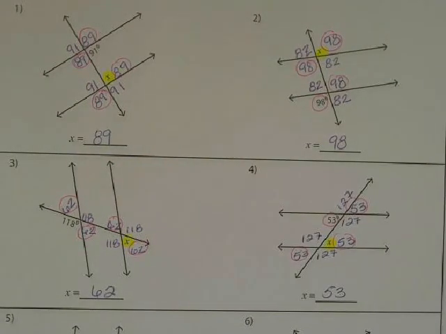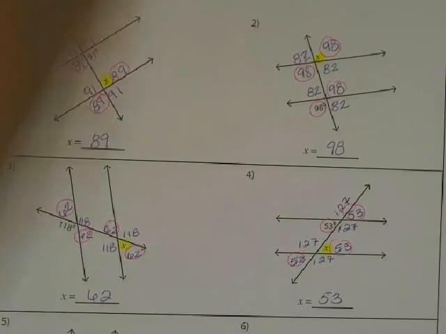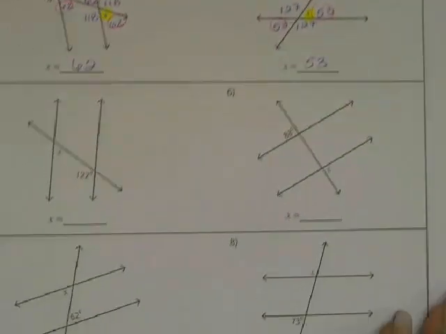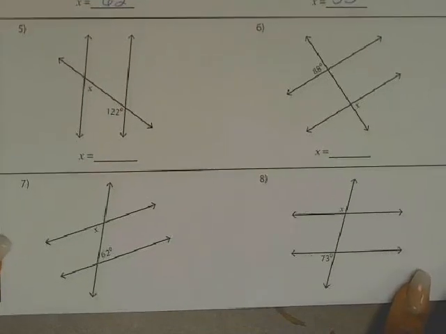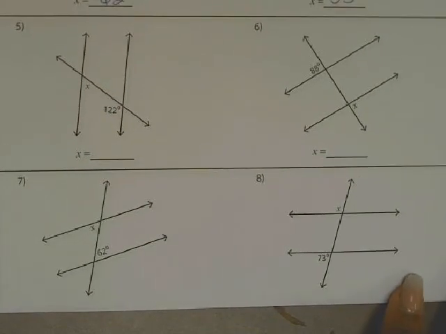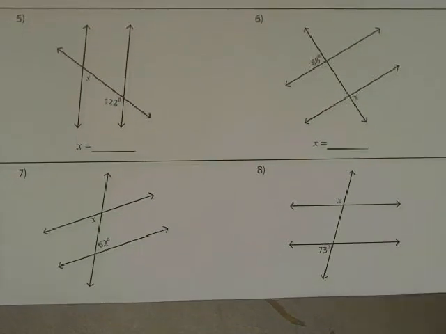All right, I want you to try 5, 6, 7, and 8 on your own. You're trying to figure out what X is. Once you get done with those 4, then bring it to me. We'll check and see how you did, and then we'll get a little bit of practice, okay? So go ahead and pause your video and try 5, 6, 7, and 8.